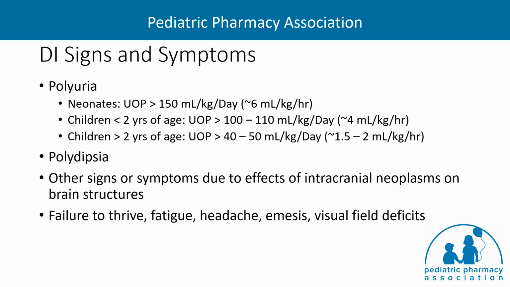In our neonates, urine output greater than 150 mL/kg/day, which is about 6 mLs per kilo per hour, will be indicative of polyuria. In children less than 2, a urine output between 100 and 110 mLs per kilo per day, or 4 mLs per kilo per hour. And in children greater than 2, a urine output greater than 40 to 50 mLs per kilo per day, or 1.5 to 2 mLs per kilo per hour.